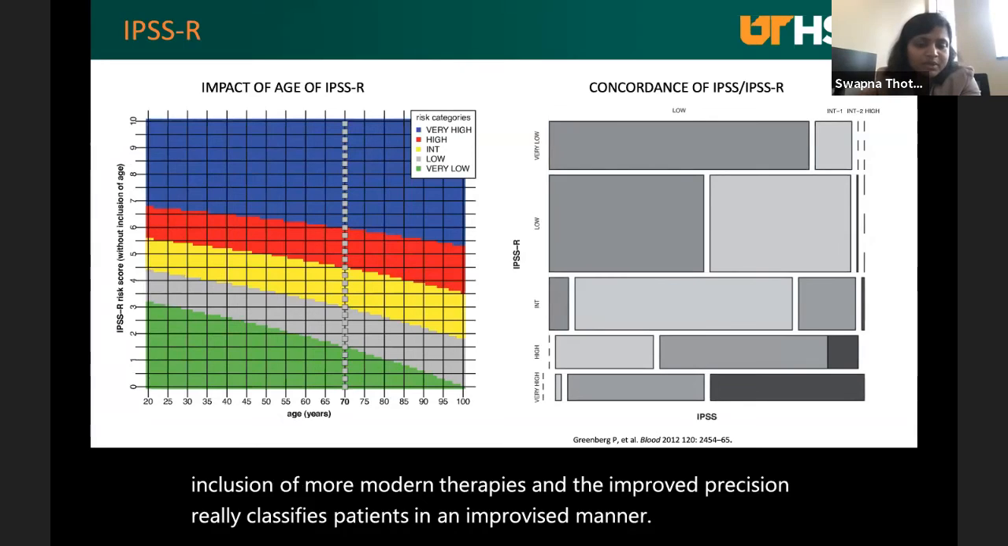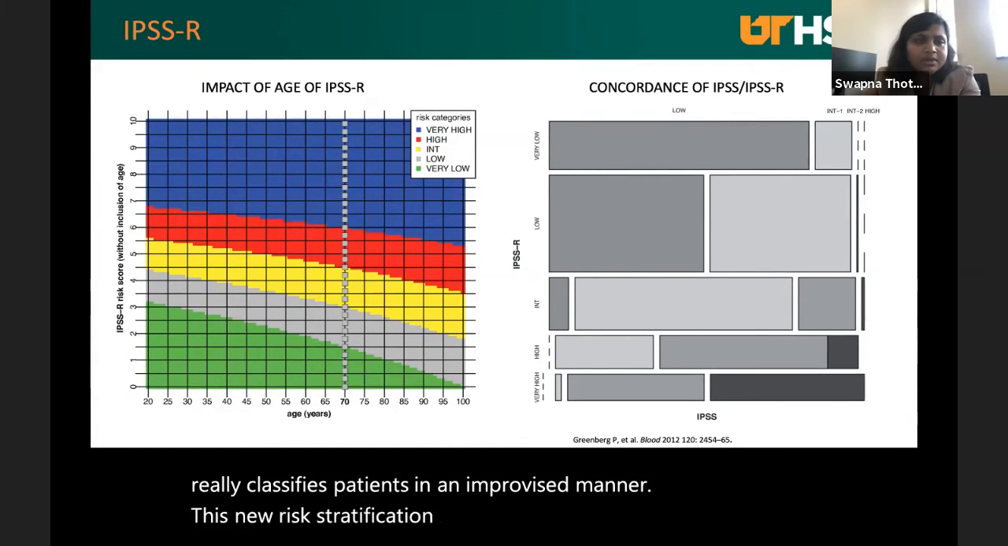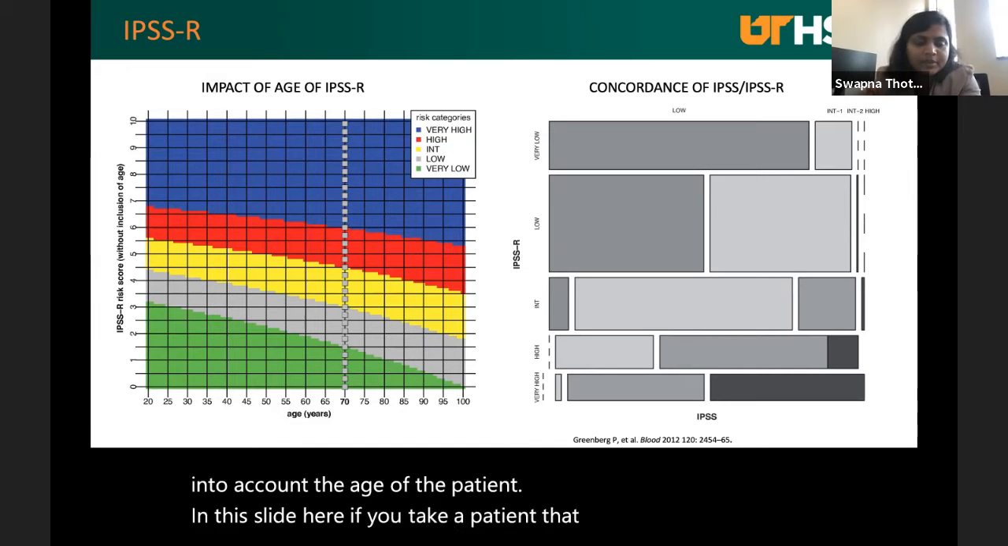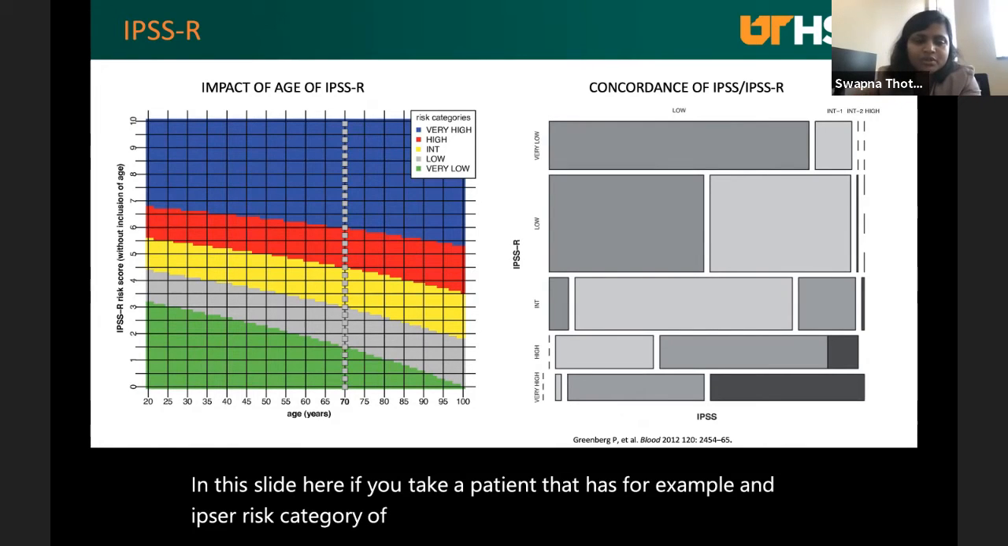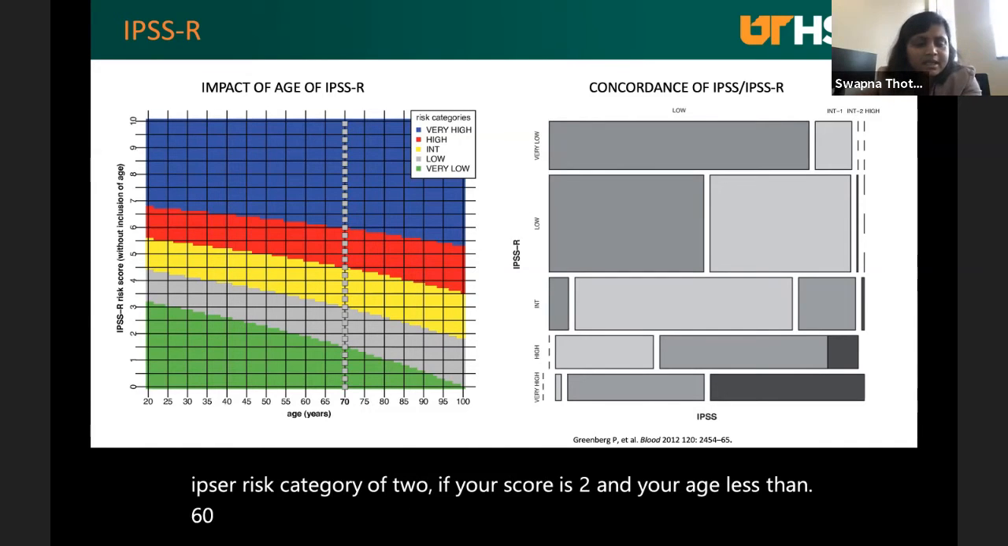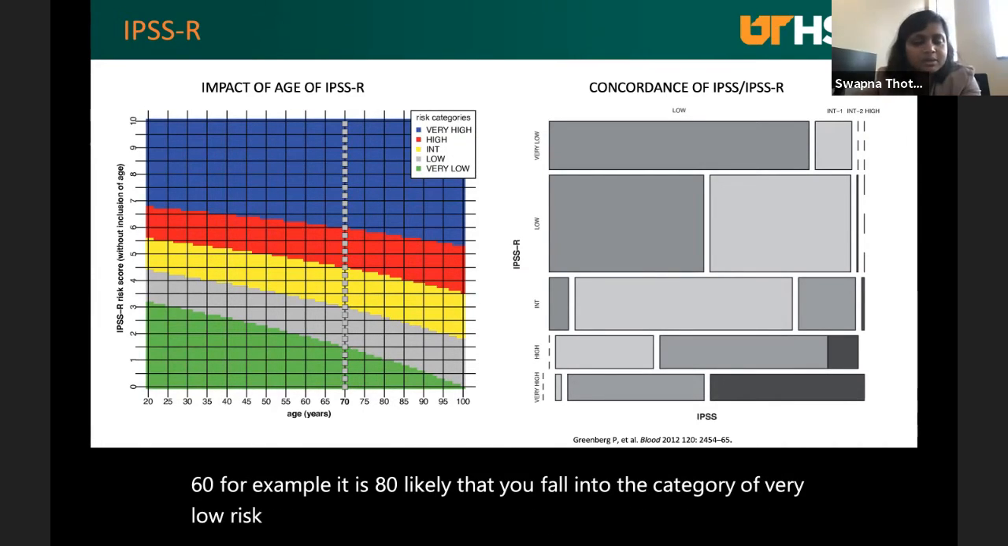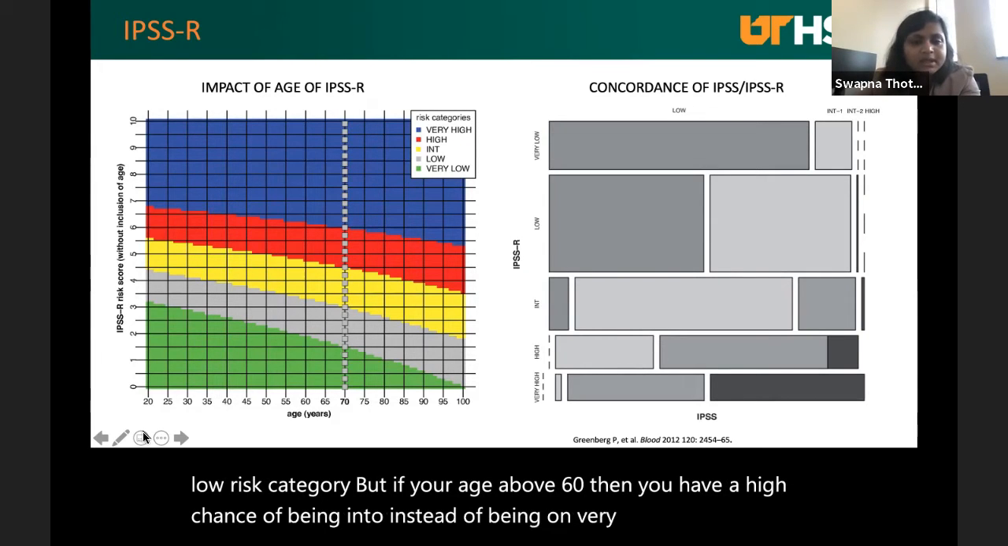This new risk stratification that we currently use, IPSS-R, also takes into account the age of the patient. In the slide here, if you take a patient that has, for example, an IPSS-R score of 2, and your age is less than 60, it is 80% likely that you fall into the very low risk IPSS-R category. But if your age is above 60, then instead of being very low, you are likely to be classified as low.